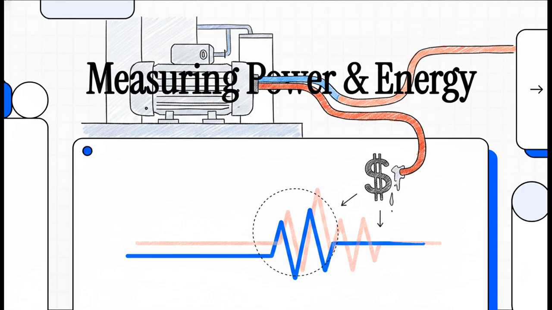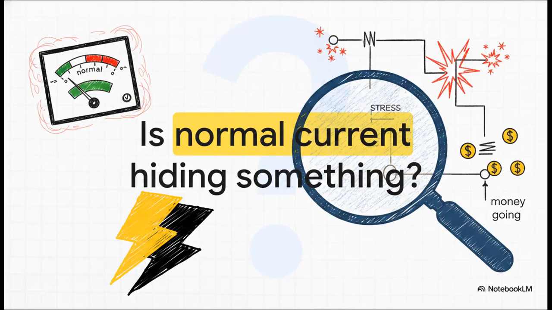Well, it's because there's this entirely hidden layer to power consumption that basic current monitoring just completely misses. You might glance at a simple ammeter reading and think, hey, everything looks perfectly fine. But that current reading is really only telling you a fraction of the story. You simply cannot see the hidden strain of a poor power factor from a basic current measurement alone. To understand what is actually happening in your electrical network, to see exactly where the stress is and where the money is going, you absolutely need the full power and energy picture.